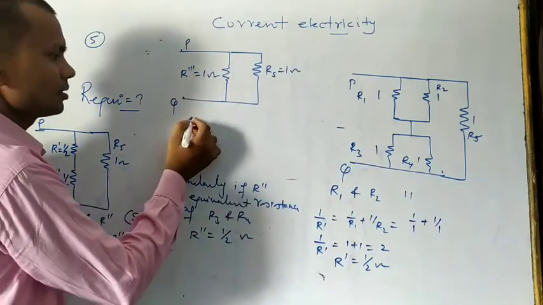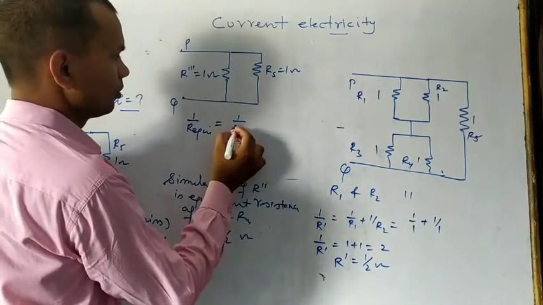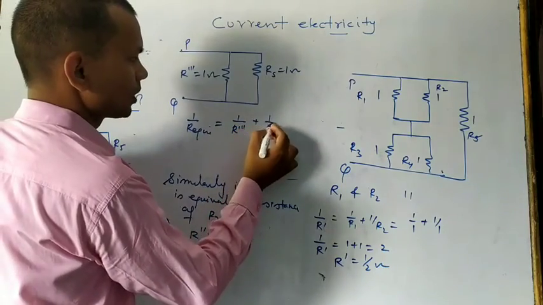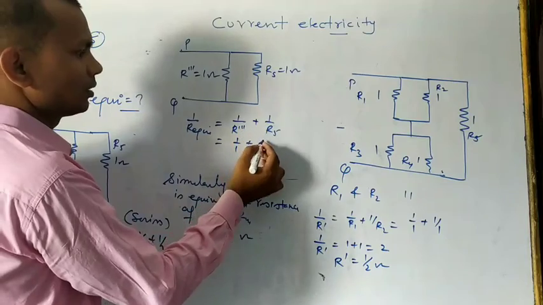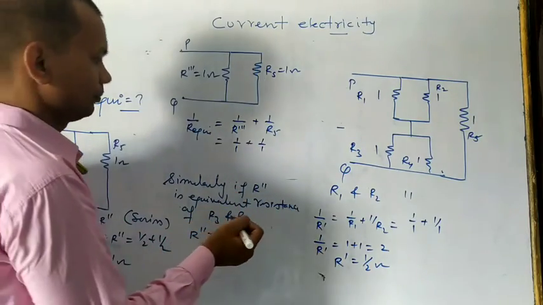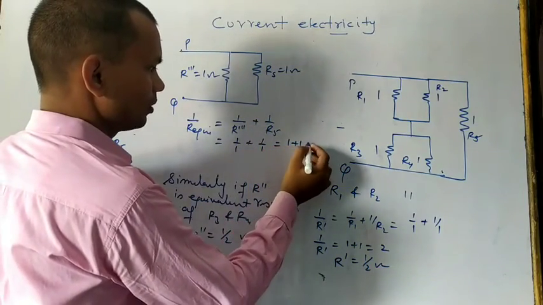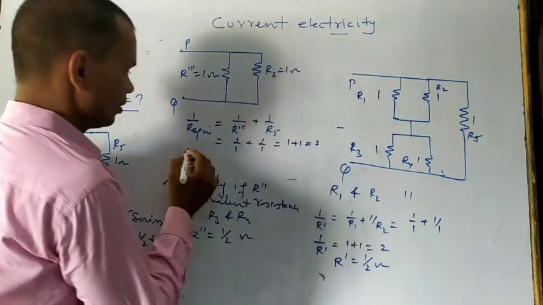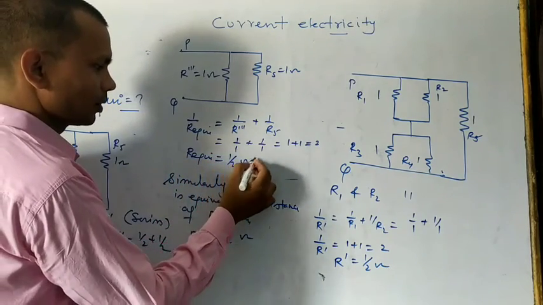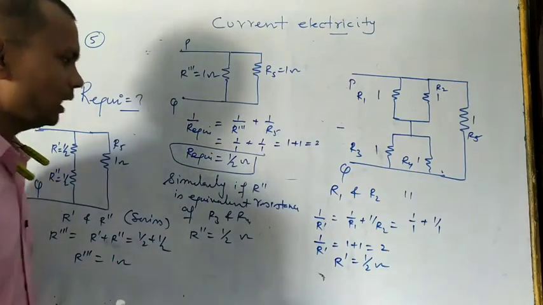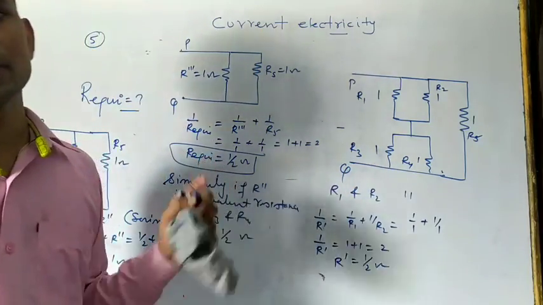Now the equivalent resistance: R equivalent is given by 1 upon R triple dash plus 1 upon R5, that is 1 by 1 plus 1 by 1, which is 2. So R equivalent is 1 by 2, meaning the equivalent resistance of the given network is 1 by 2 ohm.